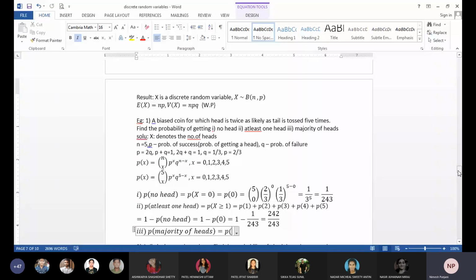Fine. But in terms of x, what will it be? That is perfectly correct. The number of heads will be more than the number of tails in a particular outcome. But what will it be in terms of your x? When you are denoting your x as number of heads, and we have seen that x will take values 0 to 5. So in terms of x, what will it be?